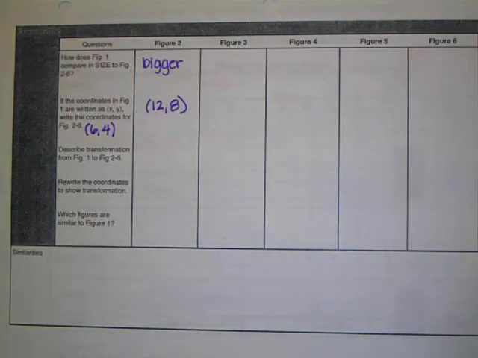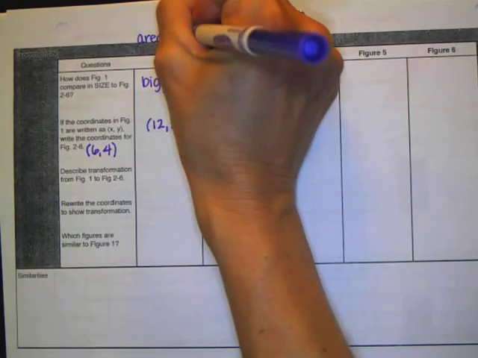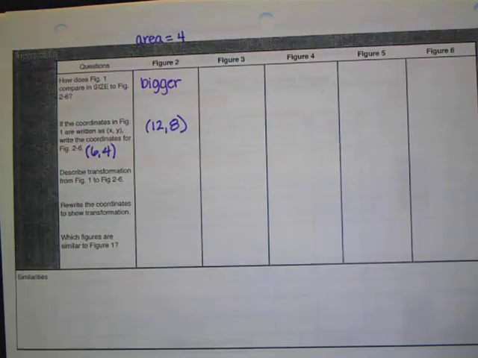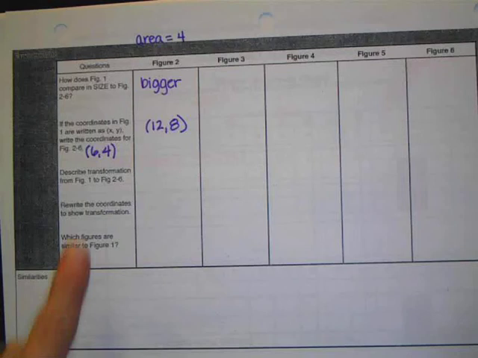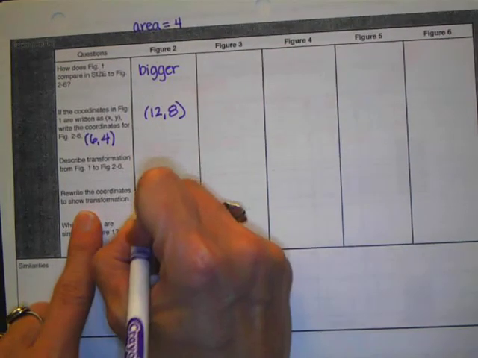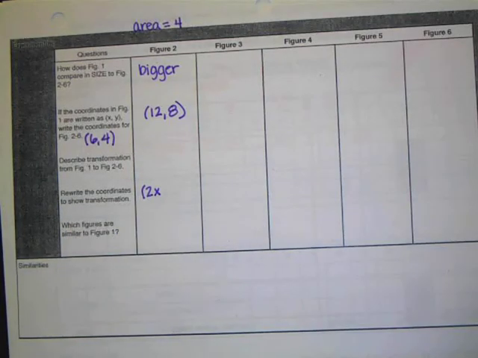Okay? If you look at the area, how many of these little guys would actually fit inside the big guy? 4. So the area, I'm just going to record that since we found that. The area is actually 4 times bigger, but the side lengths are 2 times bigger. This is how you're going to record it. Jump down to where it says rewrite the coordinates. The x value was twice as big, 2 times x.